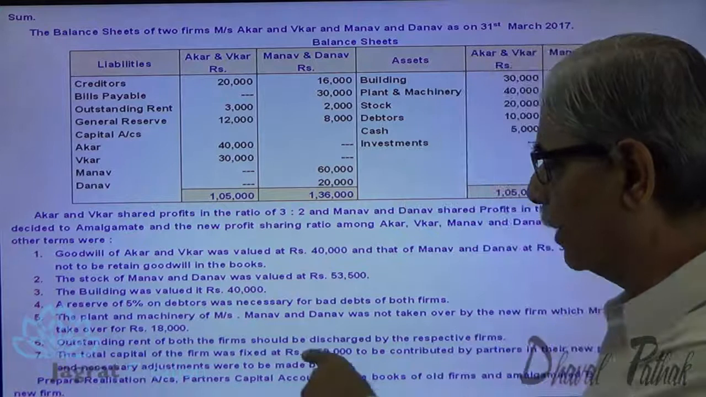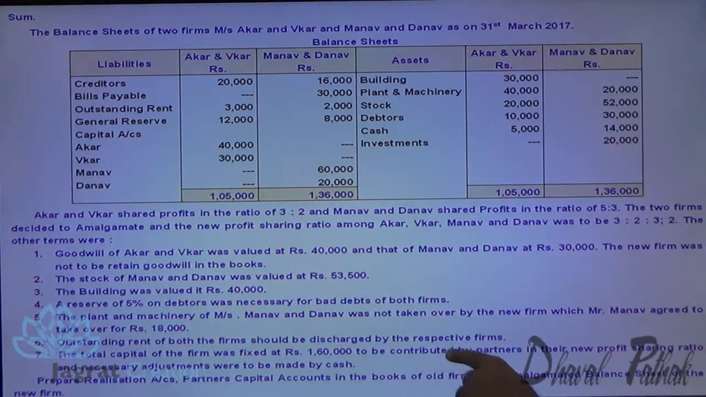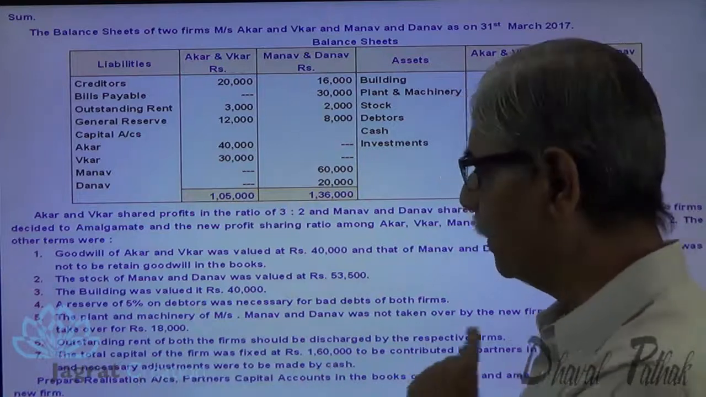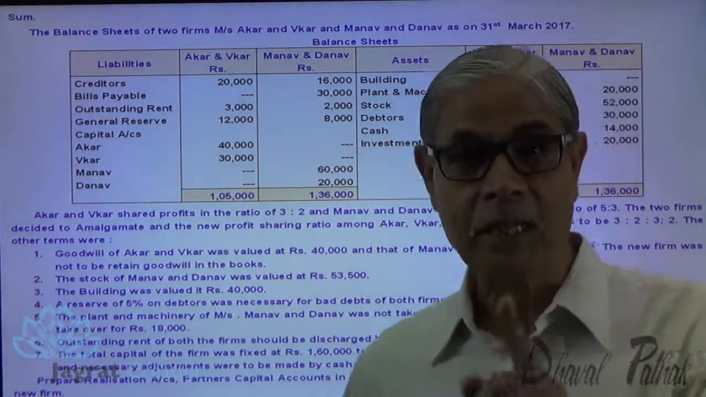The total capital of the firm was fixed to be 1,60,000 to be contributed by the partners in the new profit sharing ratio, that is 3:2:3:2, and the necessary adjustment to be made in cash. Prepare realization accounts.